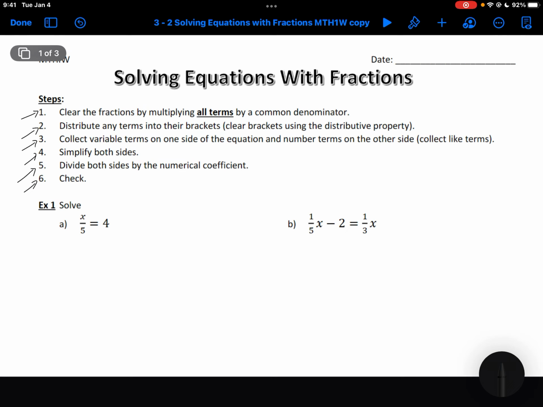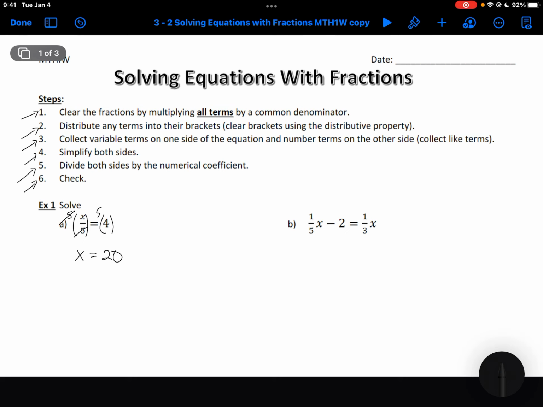So let's look at the first example here. I've got a simple one-step equation. I see that my fraction is over 5, so my common denominator is 5. I'm going to multiply both terms by 5, which cancels out my fraction and gives me x equals 20.